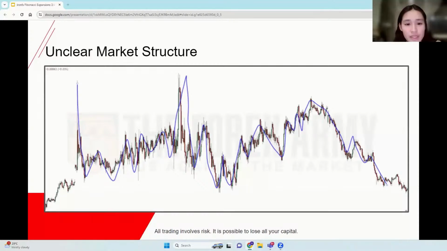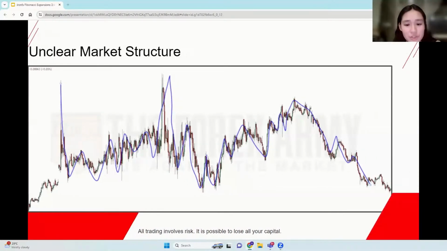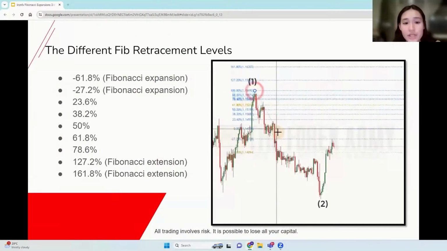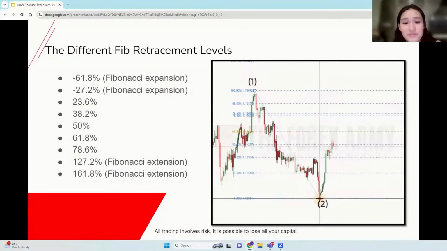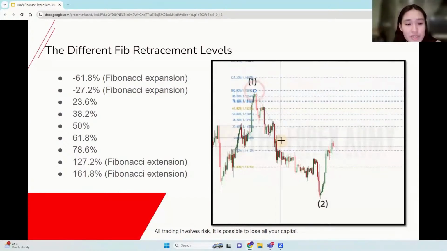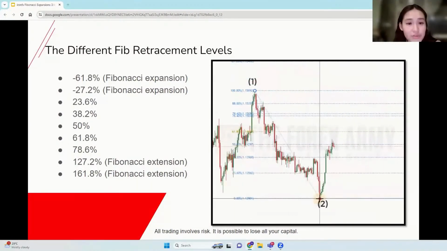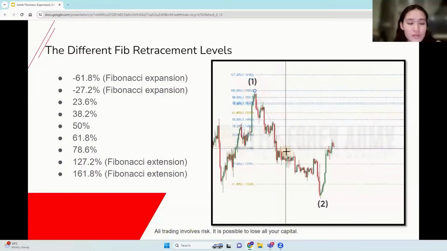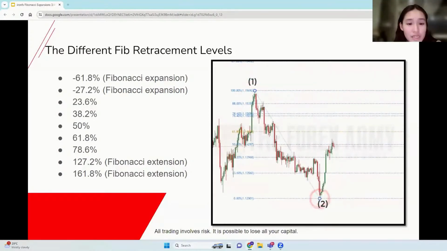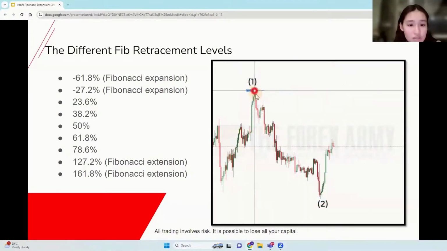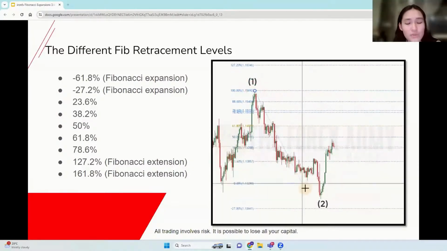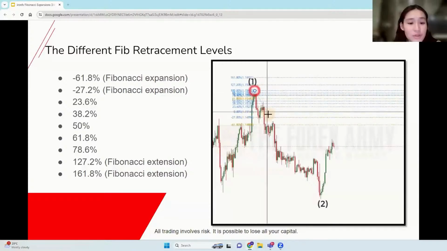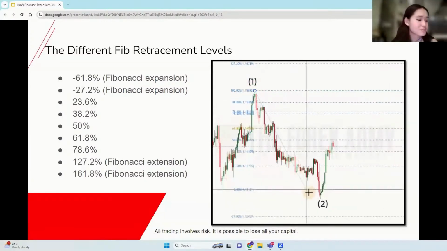Okay, and here are the different Fibonacci retracement levels. So the negatives are what we are going to be looking at today, which is the Fibonacci expansion. In previous weeks, in our first session, we went through Fibonacci retracement, which would be from 0 to 100. And those that are above 100, so 127.2 and 161.8, we talked about last week when we talked about Fibonacci extensions.